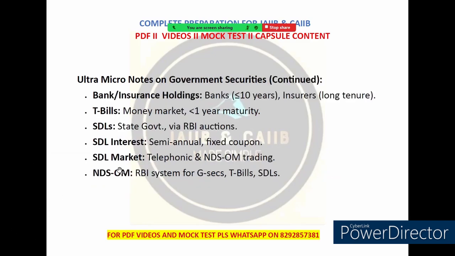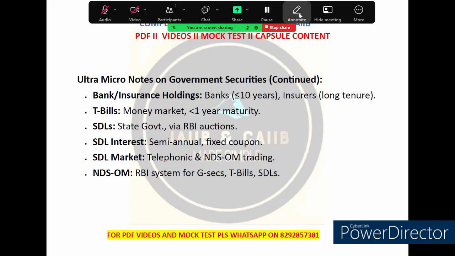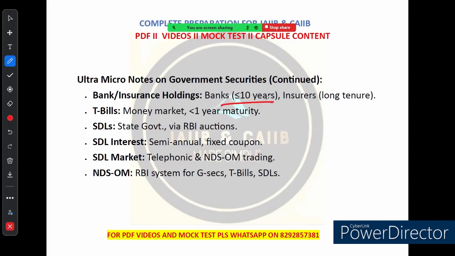Now let's move on to the next topic, that is focusing on treasury bill, SDL, and how bonds are valued. Banks and insurance companies hold different types of government security, right? So banks usually go for short-term government security, preferably for up to 10 years, while insurance companies prefer long-term investment. Then there are treasury bills, which are short-term money market instruments with less than a year maturity. Then there comes SDL, that is called state development loan, which are issued by the state government. They also come with fixed interest paid every 6 months.